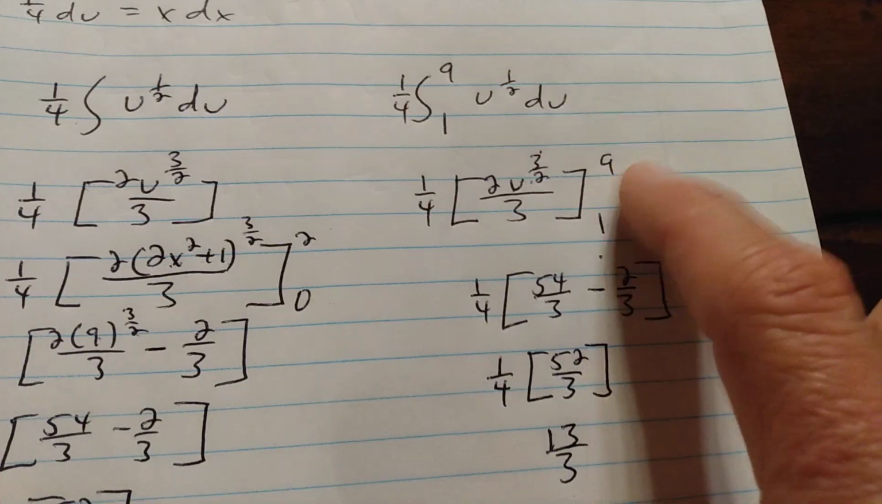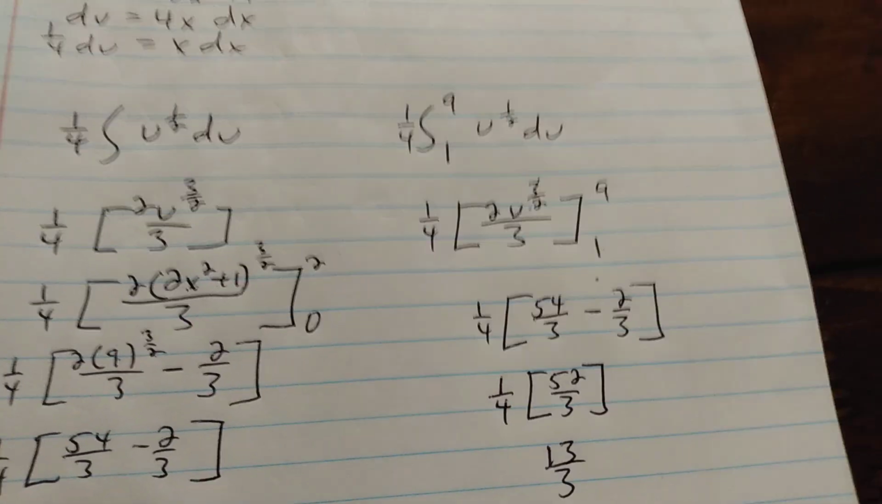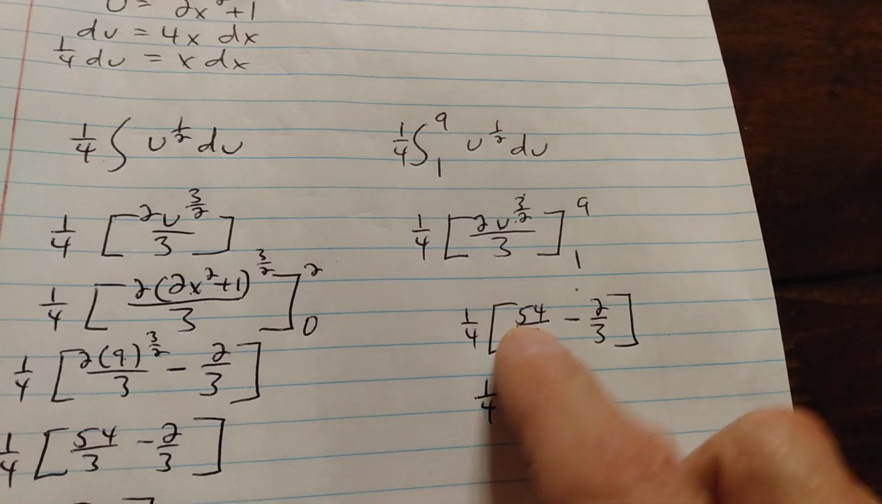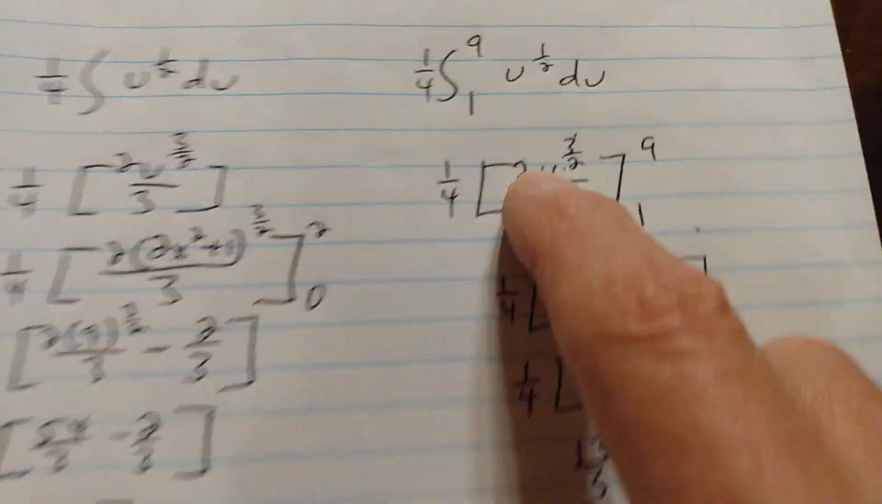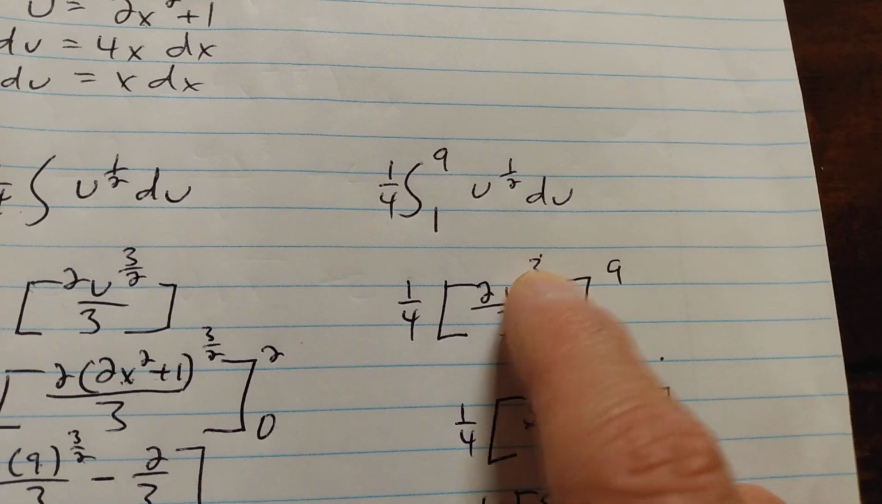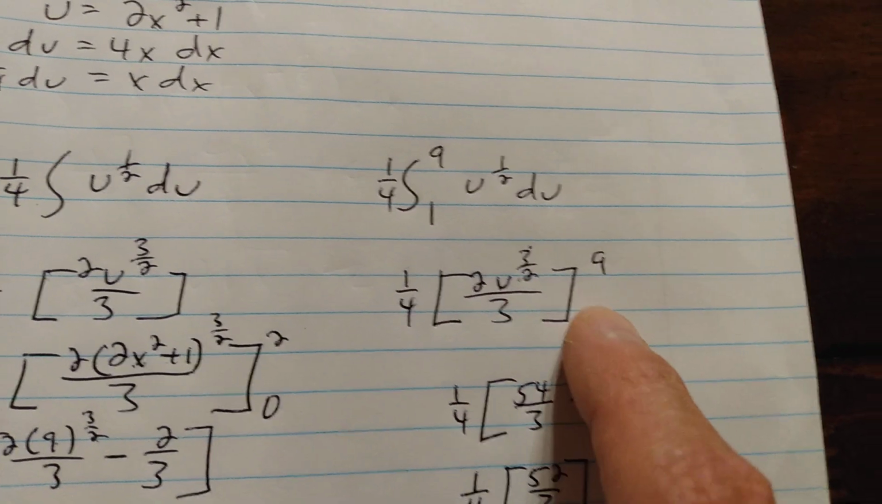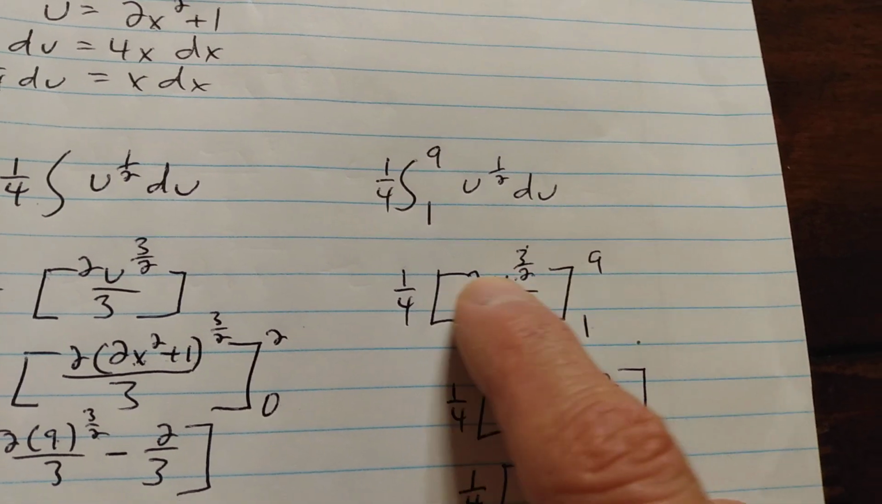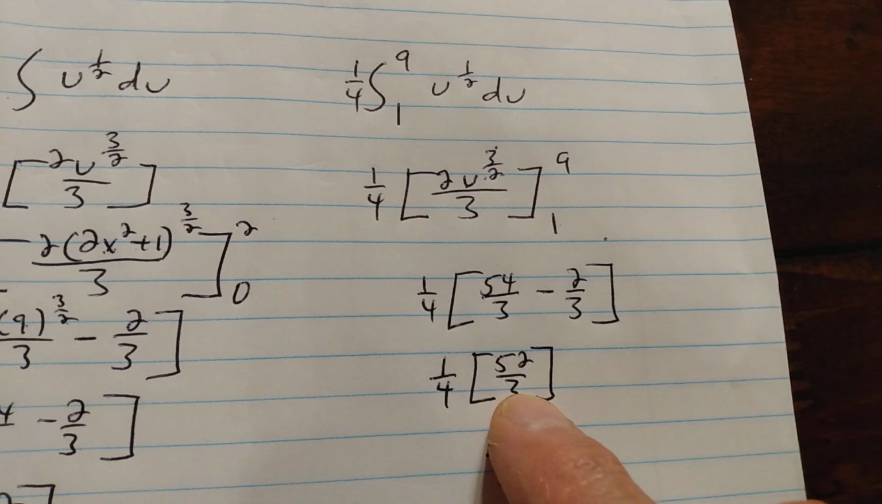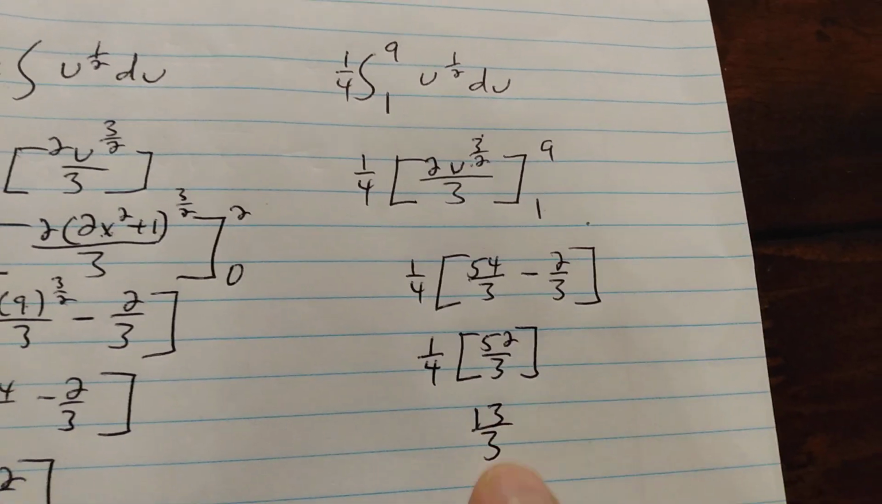All right, so I did the calculus. Add 1 to the exponent, divide by the new exponent, but you multiply by the reciprocal. Boom. Sub 9 in. So again, the bottom 2, square root of 9 is 3. 3 to the 3rd power is 27. 27 times 2 is 54/3. Sub 1 in. 1 to any power is 1 times 2 is 2. So that's 2/3. Combine them, 52/3. And I took 52 divided by 4, got 13. All right, that's how you do that one.